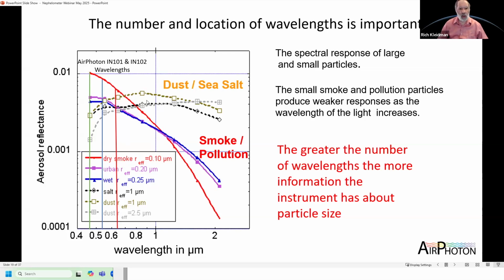In contrast, your dust and sea salt, which are large particles, are mostly insensitive, but in the range we're measuring, again, we have some differences we can take advantage of. Actually, this should be blue. This is blue, green, red. You can see that in the blue wavelengths, we don't have quite the sensitivity to scattering as we do in green and red. So these differences help you to understand things about your particle size.